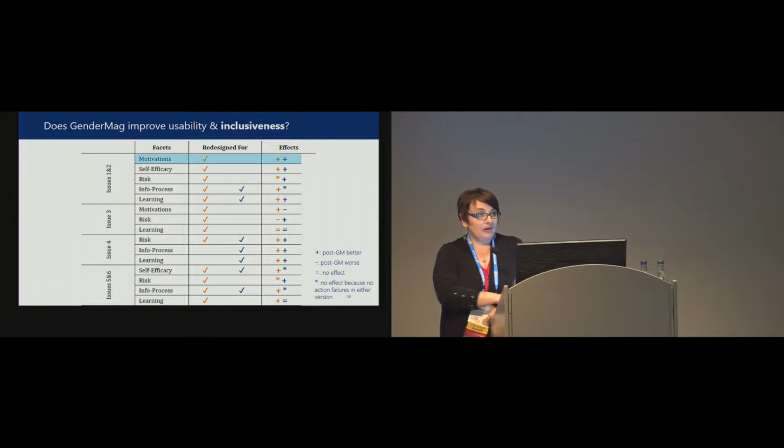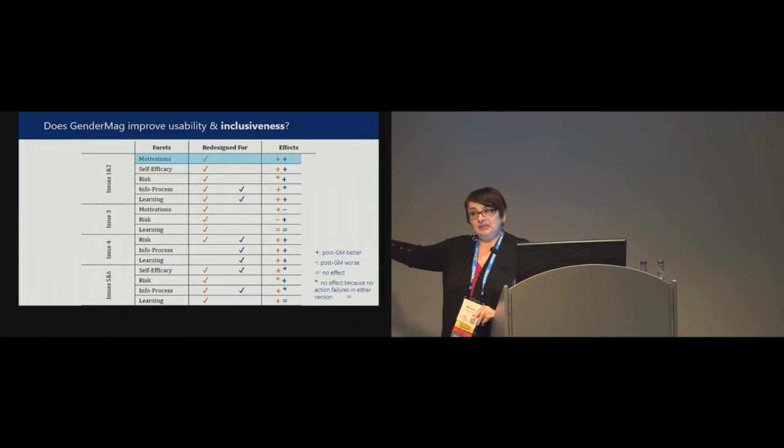So for example, for the first two issues, if we look at the first row, we see that we identified an issue attributed to the Abby value of the motivations facet, and we redesigned for it.